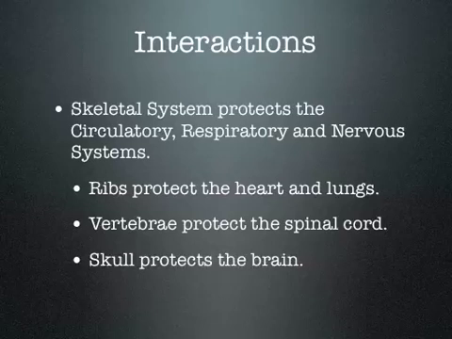The vertebrae, which are also part of the skeletal system, protect the spinal cord, which is part of the nervous system. And finally, the skull, which is part of the skeletal system, protects the brain, which is part of the nervous system. So as you can see, there are many parts to the skeletal system, and those parts protect parts of other systems.